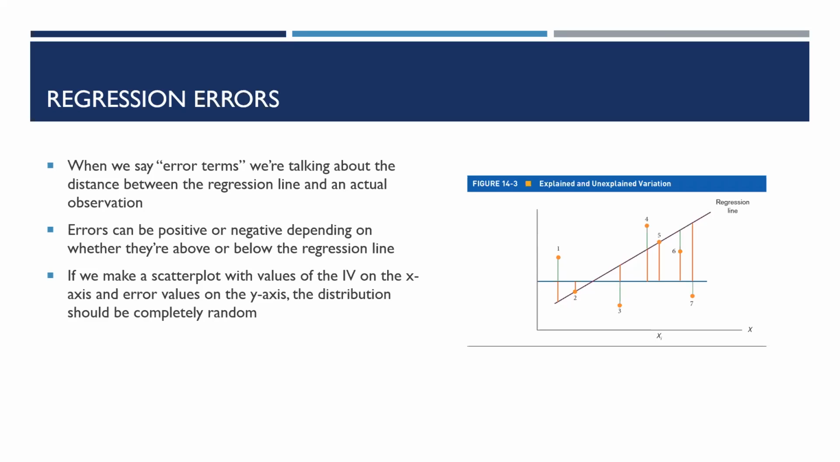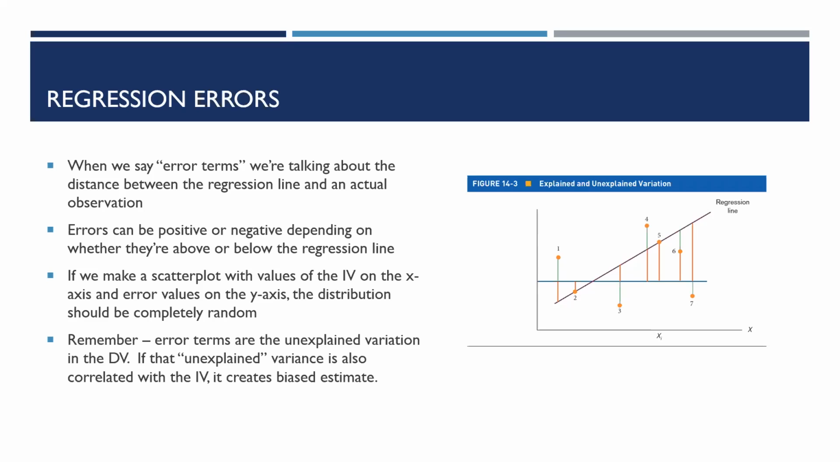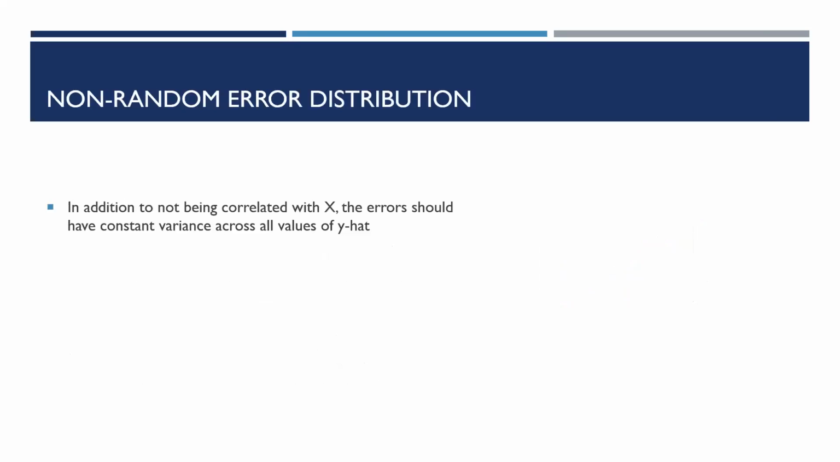linear and unbiased assumptions. Right, so you'll remember again, the error terms are that unexplained variation in the dependent variable. If that unexplained variance is correlated with the independent variable, it's going to create a biased estimate. So we just know that there are deviations, we don't necessarily know what's causing them. It's unexplained.